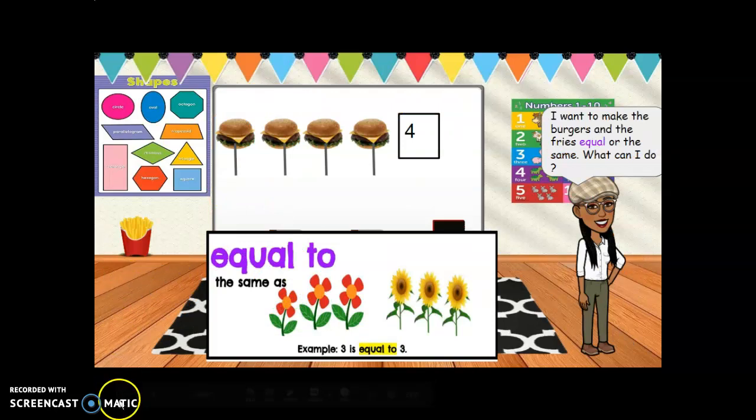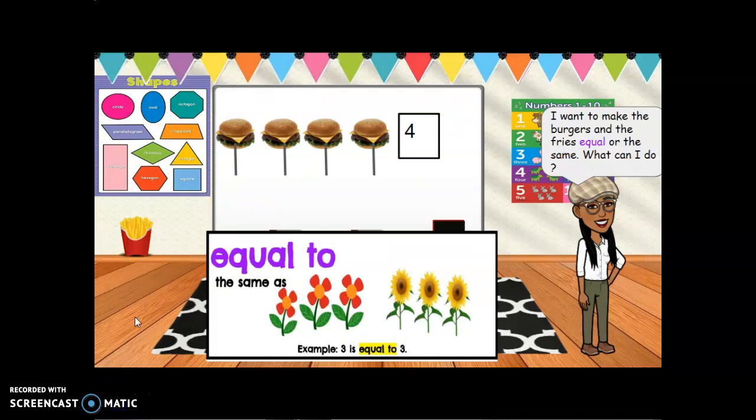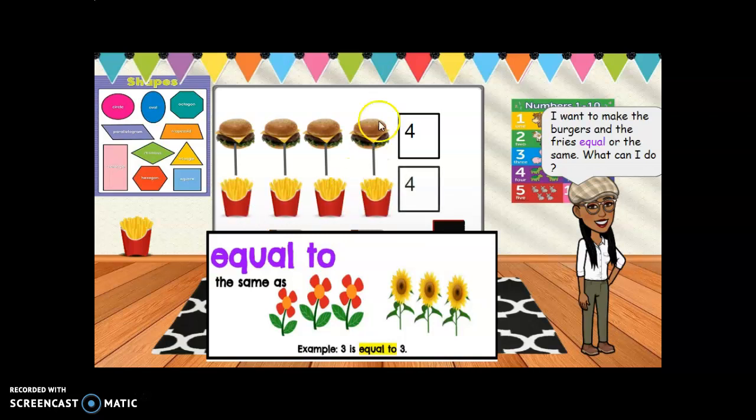All right. So remember when Ms. Blanks wanted to make the burgers and the fries equal, and I had to add the fries to make it an equal amount, right? So that's 1, 2, 3, 4. If you notice, they're the same amount, so we could say 4 is equal to 4.